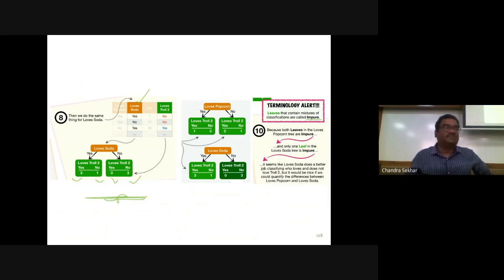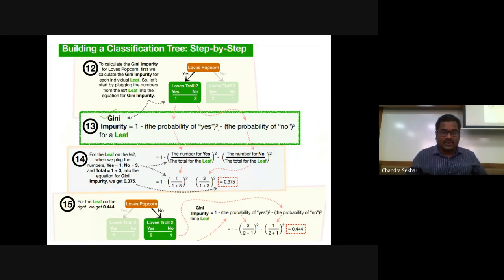Now we need to compute which is the best and which is the worst impurity. Impure means it should be less. So mathematically, how can we compute it with the help of Gini impurity? What is Gini impurity? 1 minus the probability of yes whole square minus the probability of no whole square.